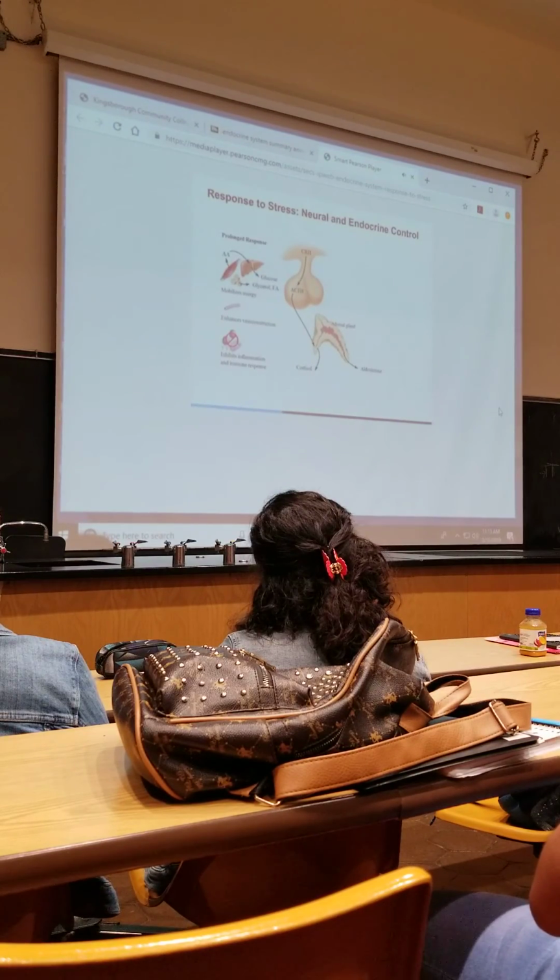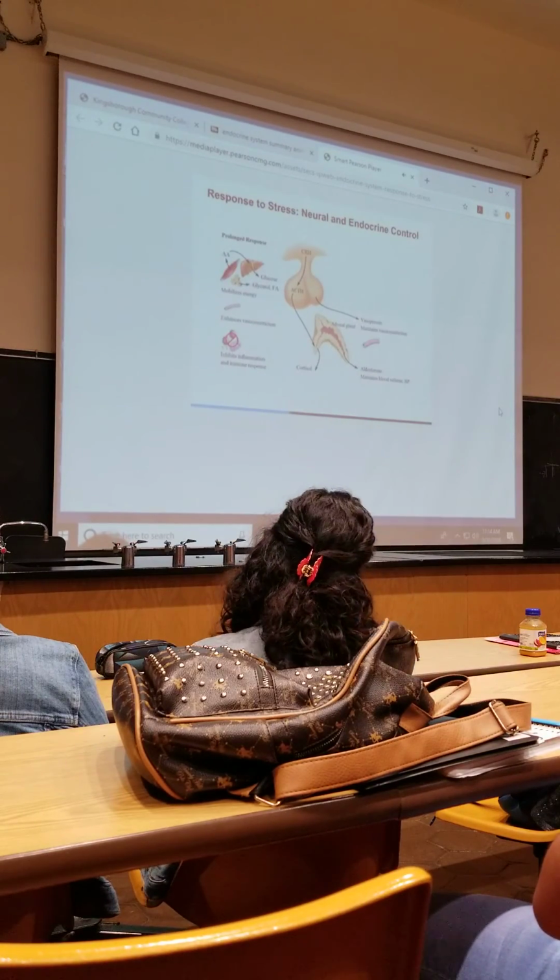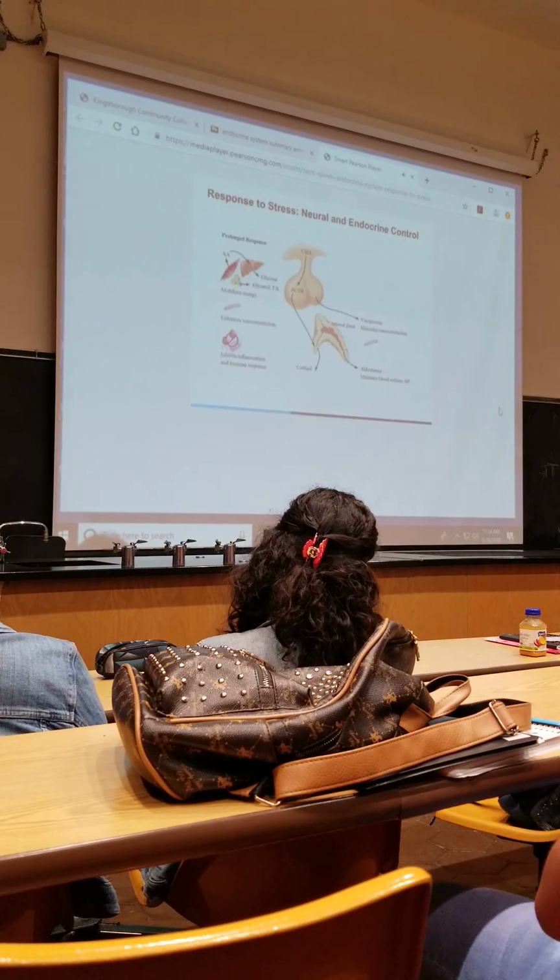Aldosterone is secreted from the adrenal cortex in response to increased angiotensin. It promotes retention of salt and water to maintain blood volume and blood pressure. Vasopressin, ADH, is secreted from the posterior pituitary. It promotes water retention and, with angiotensin, directs vasoconstriction effects.